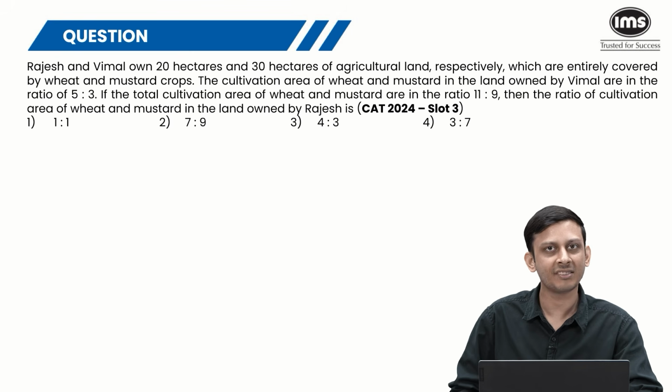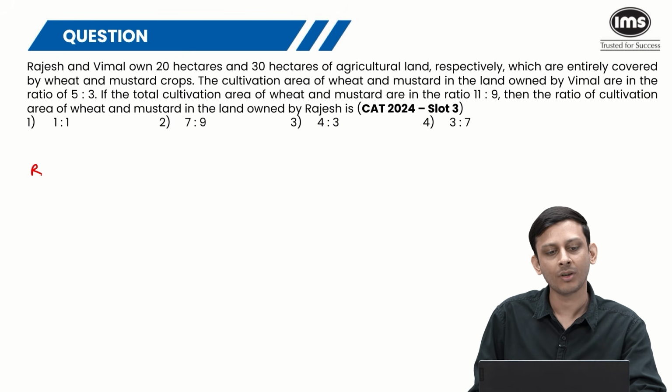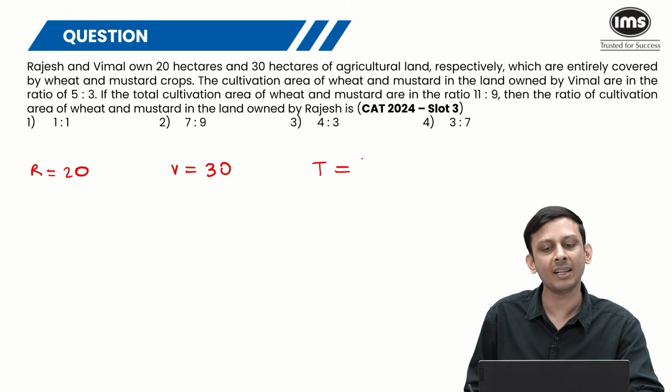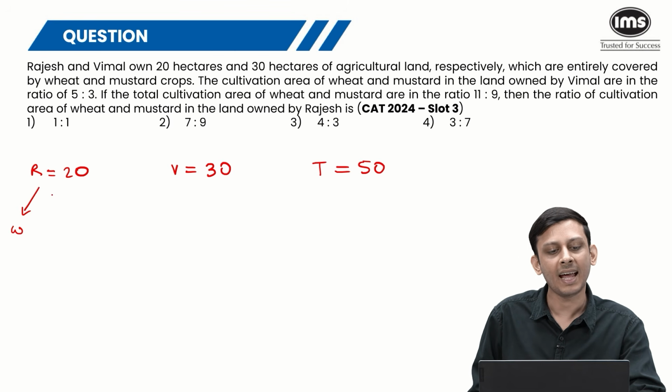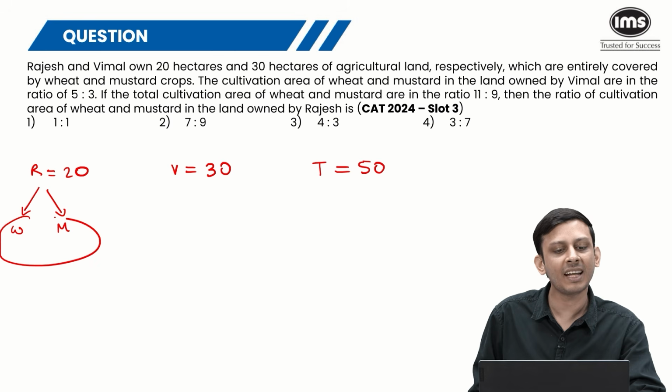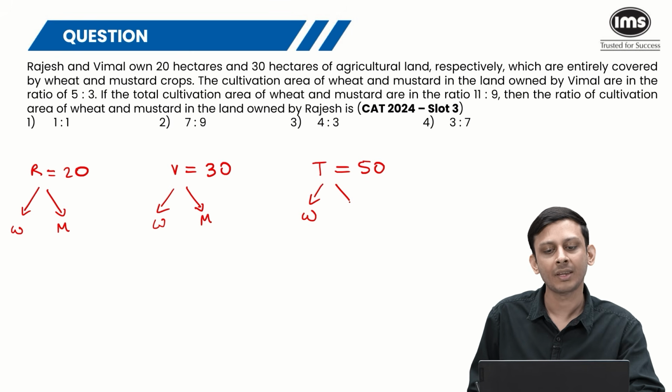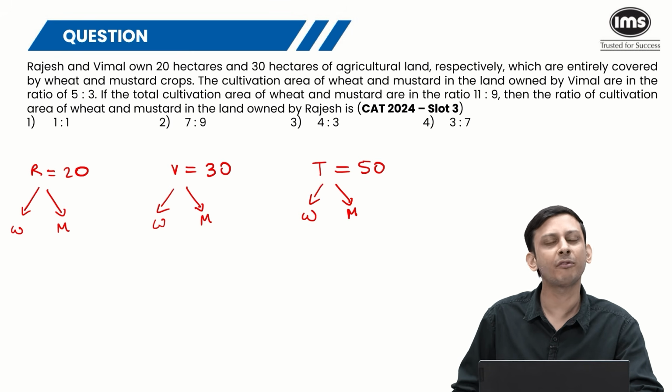So the traditional method, if we start with that, first we have Rajesh, who has 20 hectares in total. Then we have Vimal, who has 30 hectares in total. And if we combine 20 plus 30, the total for Rajesh plus Vimal is 50. Now for all of these, we have to split into wheat and mustard crops. Rajesh is the one that we have to find. What is the ratio? For Vimal, we have information, wheat and mustard. And same for the total, we have information. So you can see logically, the question is pretty straightforward. Anyone can solve this. But now, if we actually start solving it, we'll face a problem.